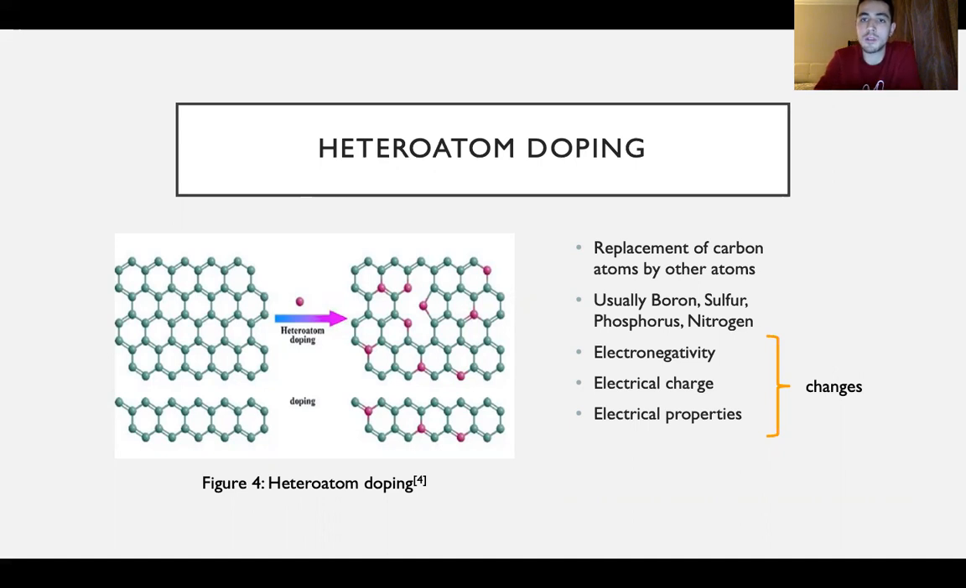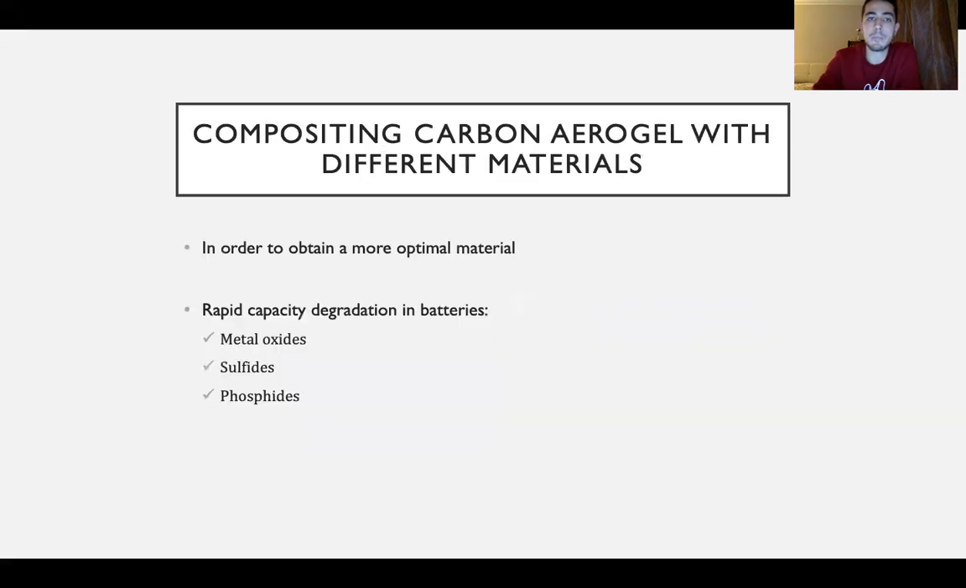It should be noted that whether the material is more or less electronegative than carbon, the electronegativity of the material changes. Then, compositing carbon aerogels with different materials is usually used to address rapid capacity degradation in batteries, using metal oxides, sulfides, and phosphides.